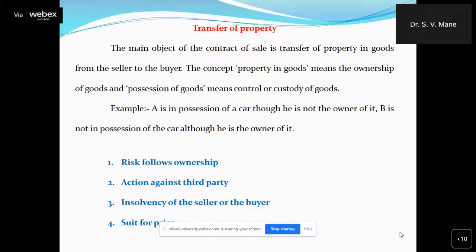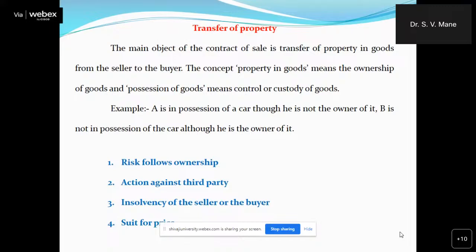The main object of the contract of sale is the transfer of the property in goods from the seller to the buyer. The concept of property in goods means the ownership of the goods, and possession of goods means control or custody of the goods. The example is given: A is in possession of a car, though he is not the owner of it. B is not in possession of the car, although he is the owner of it. So this kind of example is also given.